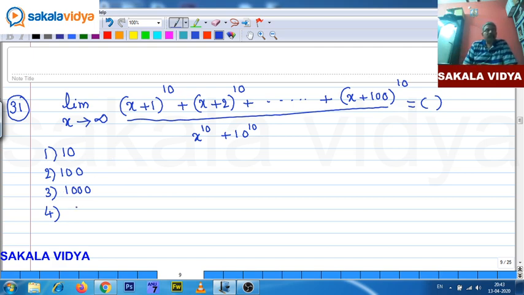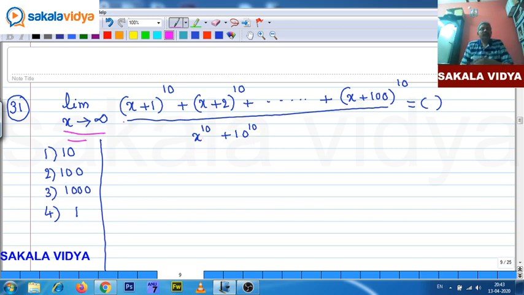Fourth option is 1, right. Limit x approaches to infinity, x plus 1 all to the power of 10 plus x plus 2 all to the power of 10 plus and so on plus x plus 100 all to the power of 10 upon x to the power of 10 plus 10 to the power of 10.